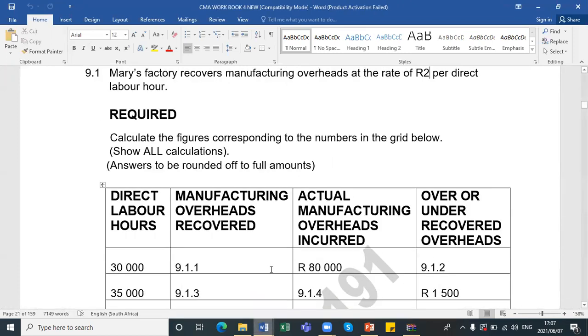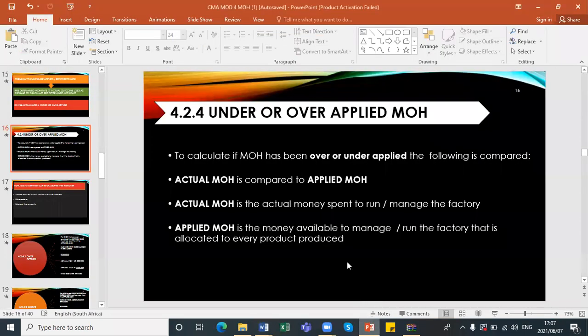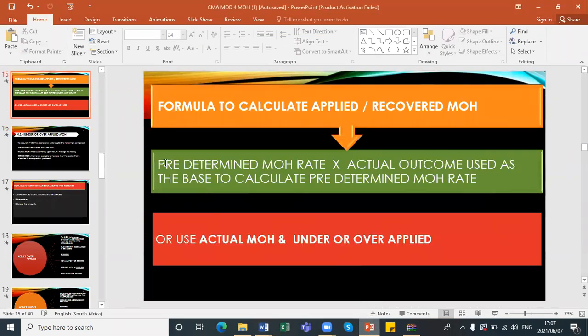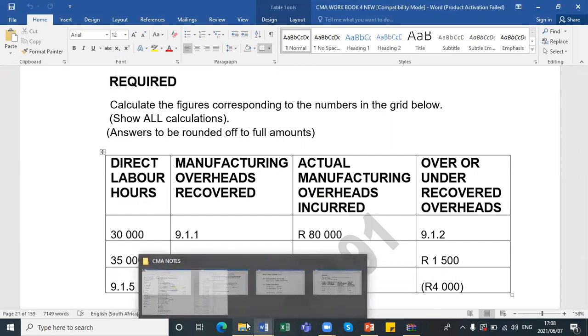That's 9.1.2. In 9.1.3, they want you to calculate applied overheads. Now, there are two formulas. There's one called predetermined rate times actual outcome, or you use your actual overheads, and you must have your under and over applied. Now, you don't have actual overheads, but you have under or over applied.